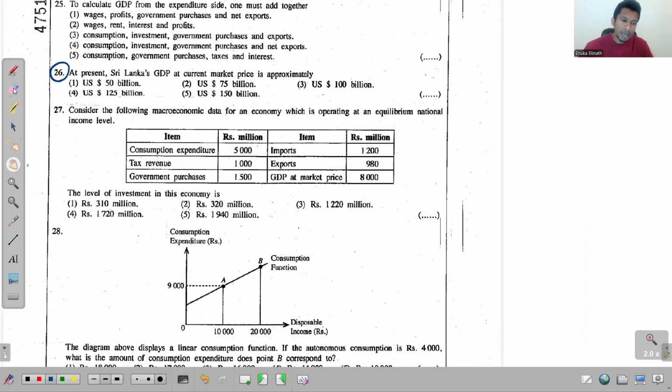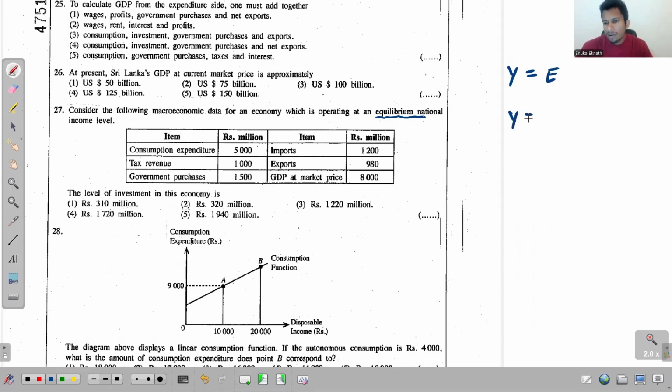Right, now look at this question 27. In question 27, it says, consider the following macroeconomic data for an economy which is operating at an equilibrium national income level. Right. By giving all these data related to consumption, tax revenue, government purchases, imports, exports, and the GDP at market price, the question asks us to calculate the level of investment in this economy. So if the economy is operating at the equilibrium, then we all know that the GDP or the income must be equal to the aggregate expenditure.